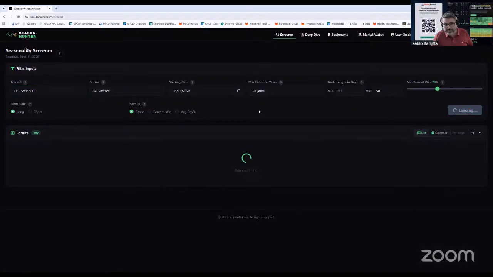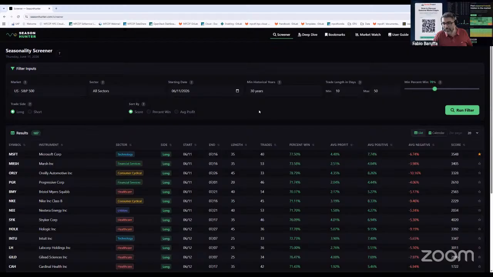You can run the filter, and the platform is scanning thousands and thousands of possible trades and finding the best. I would say the best, since this needs to be defined, but it finds the most statistically relevant according to the input you are given. In this case, I want to filter for percentage win larger than 70%, and I want only long positions, and I want to sort by a parameter that we define as a score.